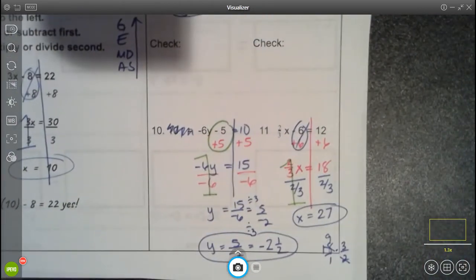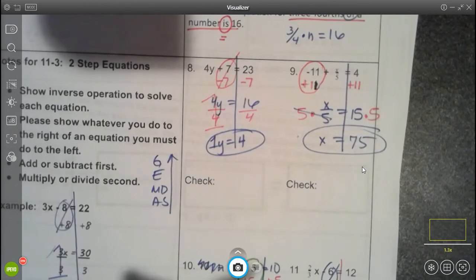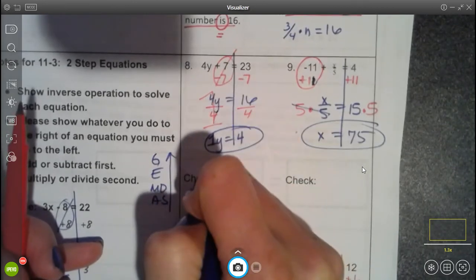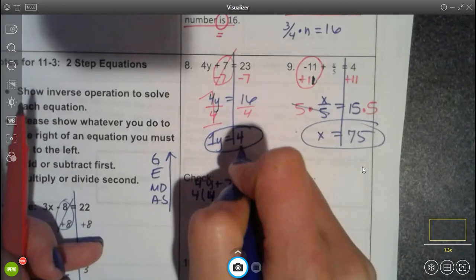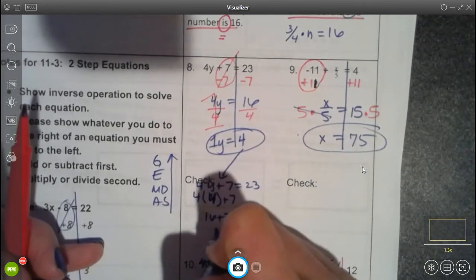Let me go ahead and work these out and just show you that it checks and works. So you can stop watching if you want, because trust me, it does work. I'm going to plug in the 4 into here. So the equation was 4y plus 7 equals 23. So I'm going to plug in that 4. So this is 16 plus 7, which is 23.